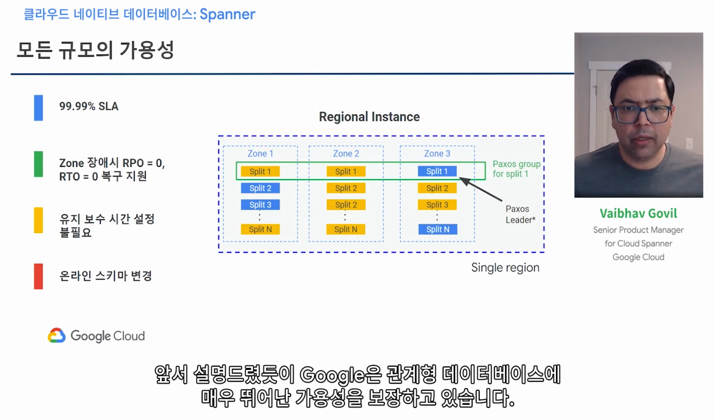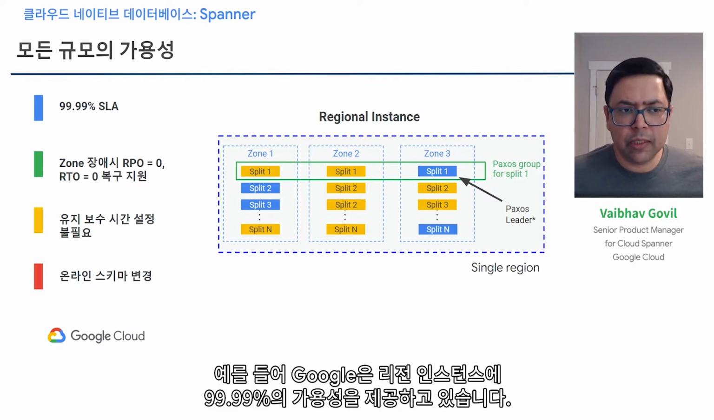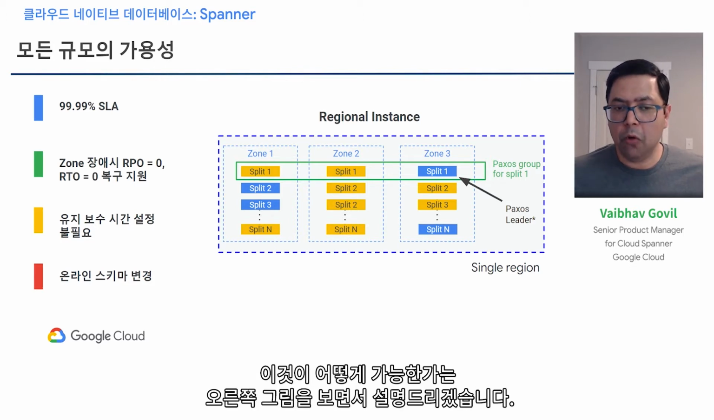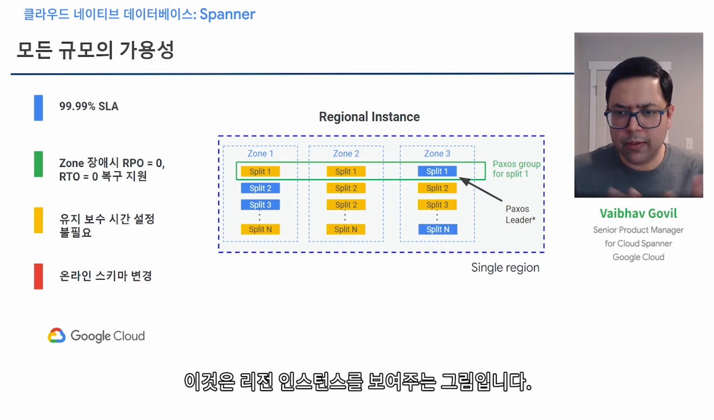Moving on, as I mentioned previously, we have one of the highest availability, which we offer for a relational database. Now, in case of regional instances, we offer 4 nines of availability. And we promise you 0 RPO, 0 RTO in case of a zonal failure. And how we are able to do that? So let's look at the diagram on the right. So this is a pictorial representation of a regional instance.